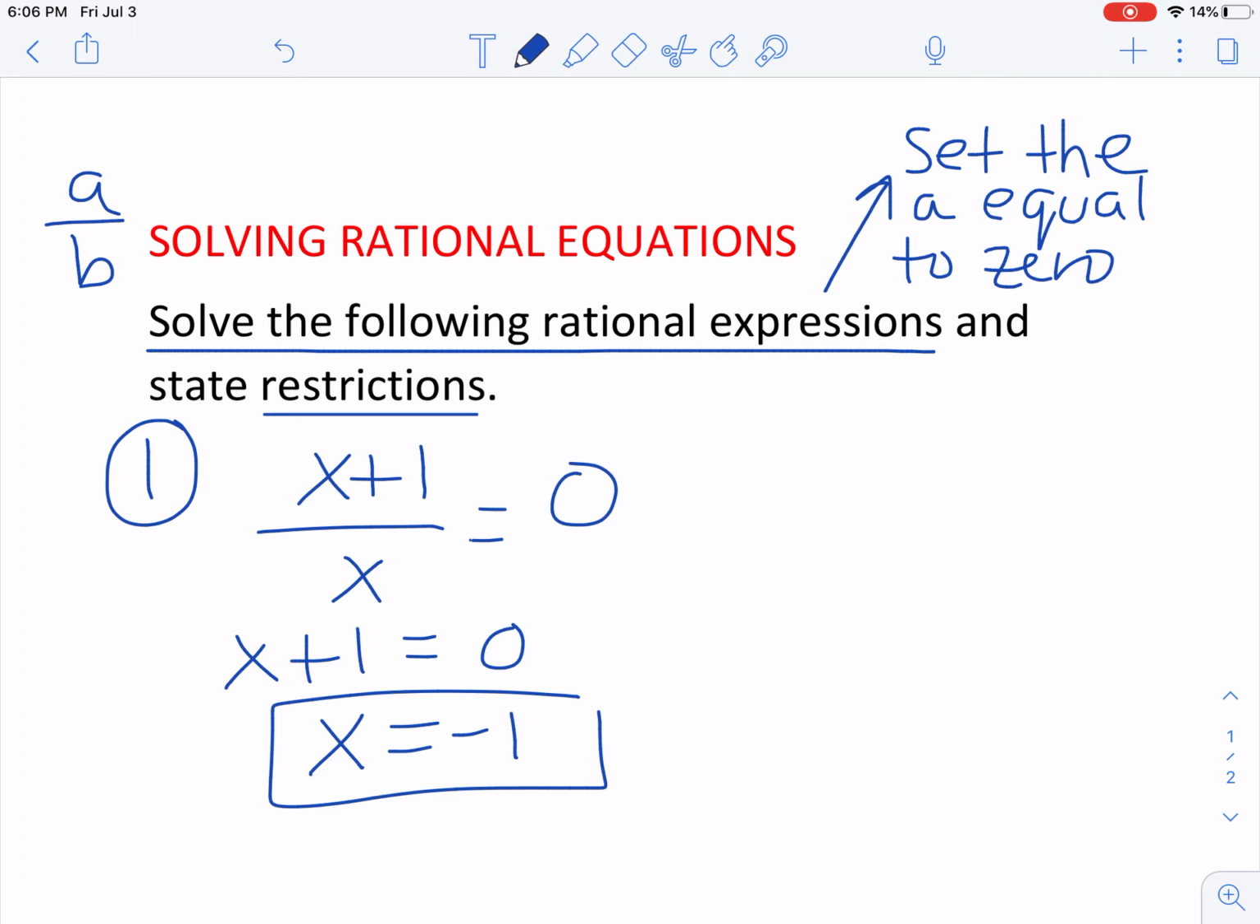But we also have to think about restrictions. What can x not be? Well, we know that x does not cancel out with x plus 1. x equals 0 is a vertical asymptote, which, stated as a restriction, means x cannot equal 0.